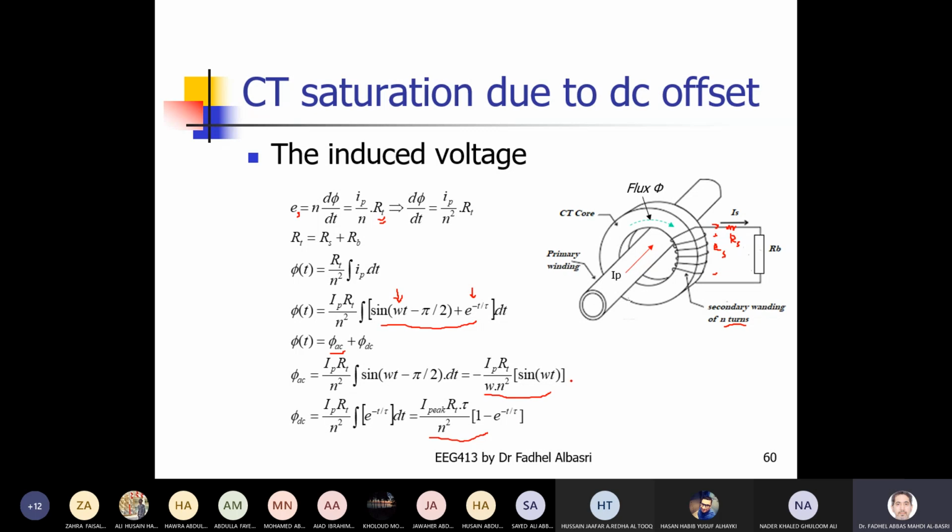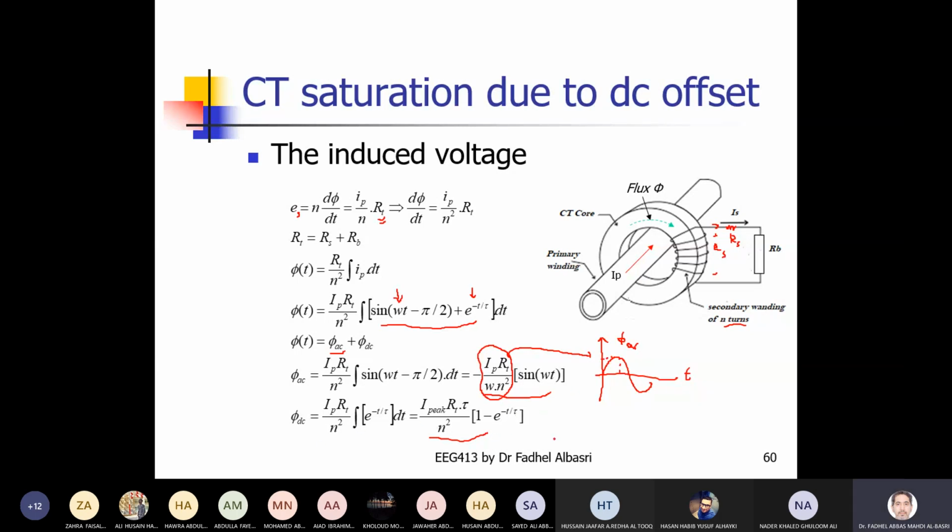Now, what is the maximum flux in AC? The AC flux, phi AC, is sinusoidal. Its maximum is this value, IB. Of course, it's negative, meaning it is like a minus sine wave, but that doesn't matter. So this is its maximum, which is this value.